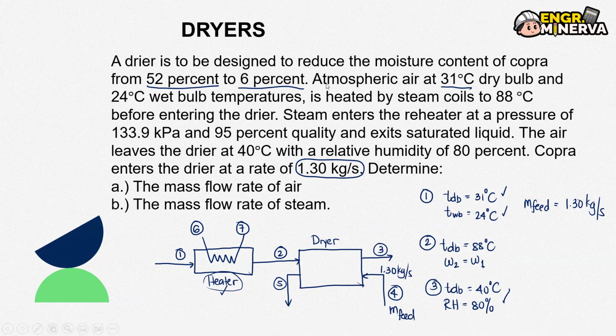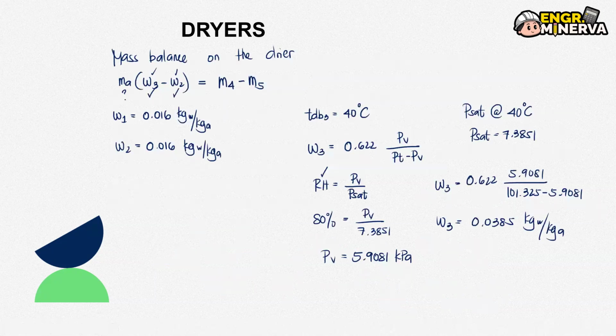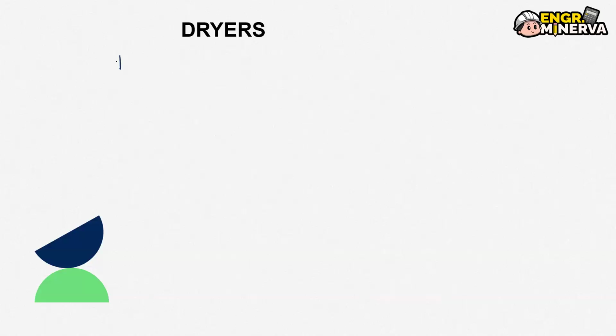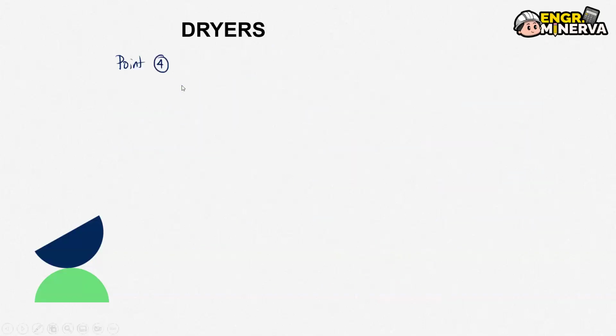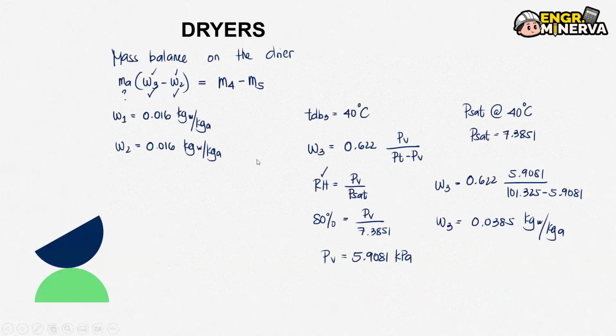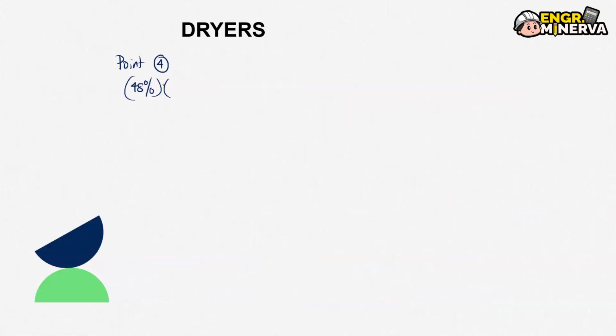So at point 4, there is 52% moisture. Our principle is that the solid weight is constant. So if the moisture is 52%, how much percentage is the solid? So 48% solid. We multiply that by the mass of our feed, which is 1.3. We can get the mass of solid per second.